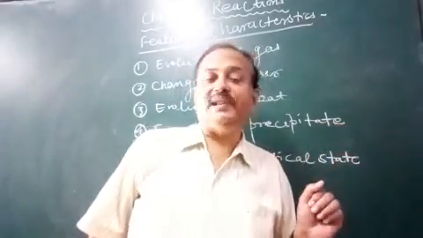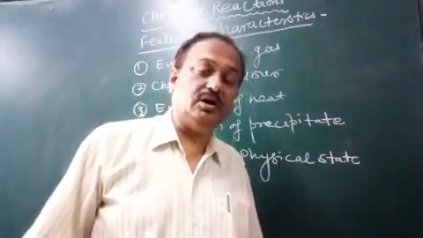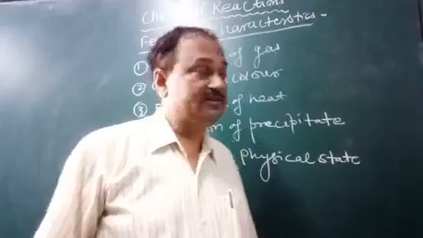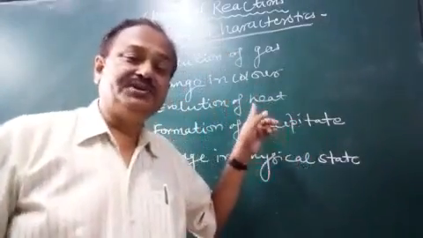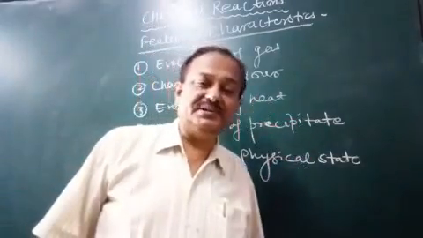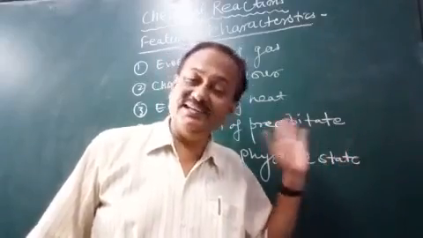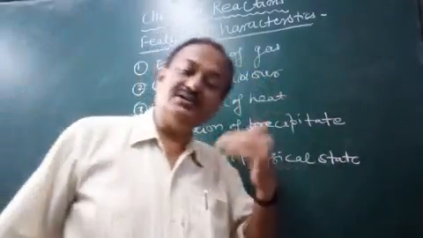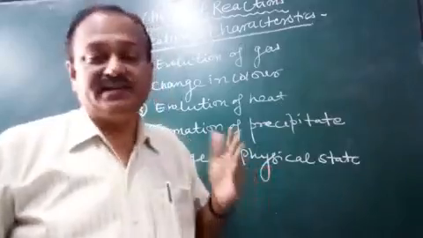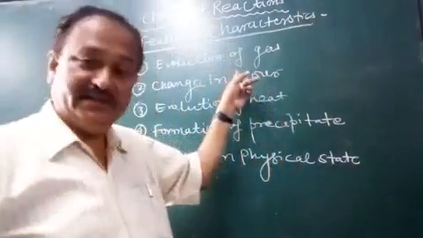Now I am going to explain the features or the characteristics of chemical reactions. Chemical reactions can be identified by different parameters, qualities or indicators. The first indicator is evolution of gas. It means when a reaction is going on and some gases are released. So, it is one indication.